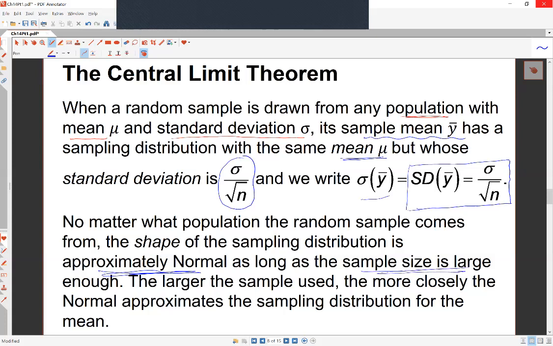So it tells you that that sampling distribution will follow a bell curve pretty nicely as long as your sample size is large enough. And large enough, at least for the purpose of this class, we'll say is at least 30 observations.